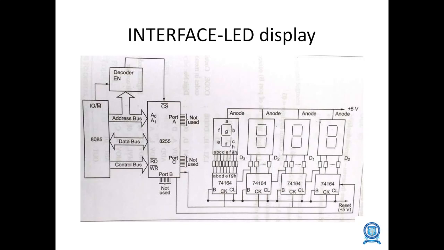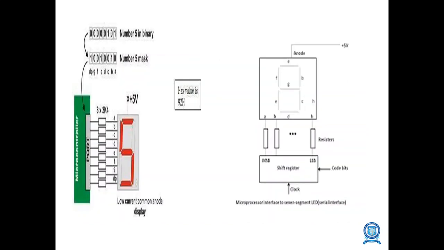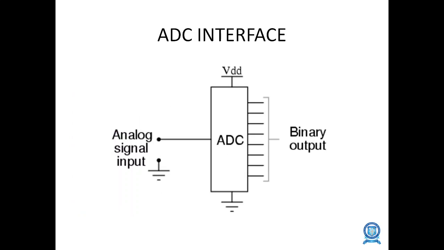display, in which there is clock, and anode, which is connected to plus 5 volt with the reset, plus 5 volt at the bottom. So binary number 5 will be masked depending on the position of the numbers. Hexadecimal value is 9 to H and port value is 8 into 2K4 and plus 5 volt is given, which is shown in the diagram.